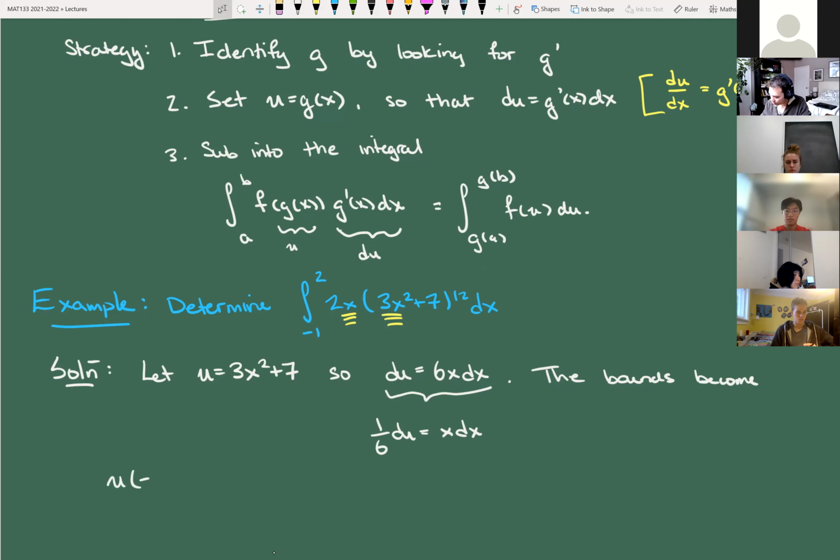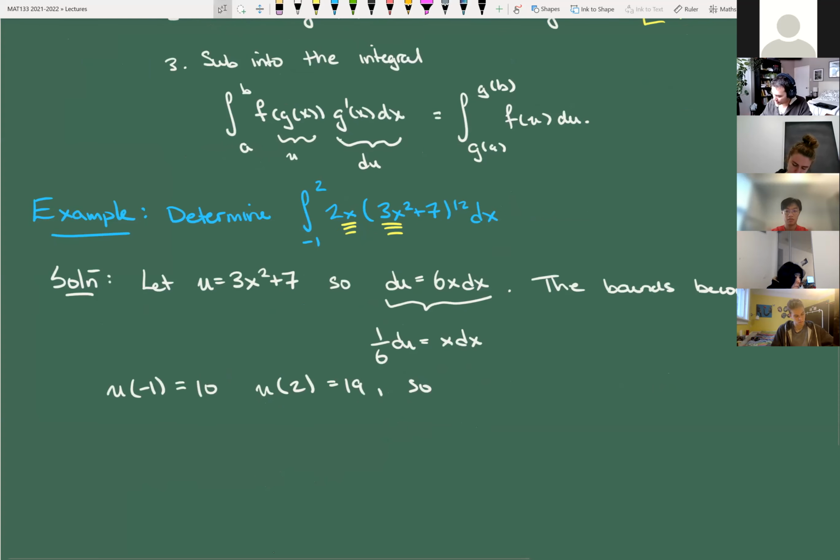So the bounds, what we're going to do is plug x equals -1 in. What does that give me? That gives me 10. And if I plug 2 in, that gives me 4, 12, 19. So now our integral becomes, and let me write this really suggestively, okay? So first of all, I'm going to take that 2 out because I don't care about it. And I'm actually just going to rearrange the integrand. Okay, and I'm going to put the x over here beside the dx.